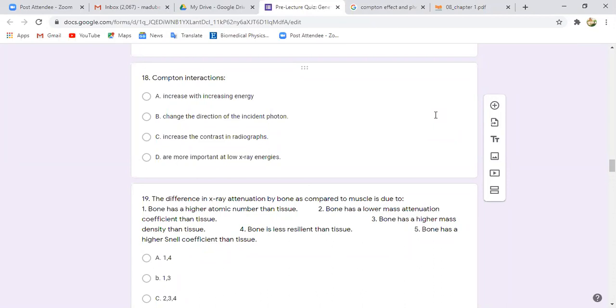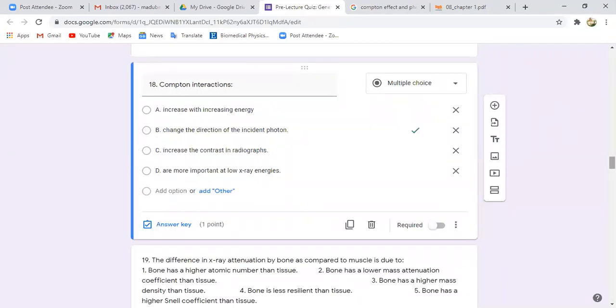Compton interactions change the direction of the incident photon at times, but not always. Most times it changes the direction of the incident photon, but at times the direction can stay the same, with 0 degrees difference. It doesn't increase the contrast in radiographs, it actually does the opposite and reduces the contrast. They are more important at high X-ray energies, while at low X-ray energies, photoelectric absorption is much more important. So for this one the answer is B.